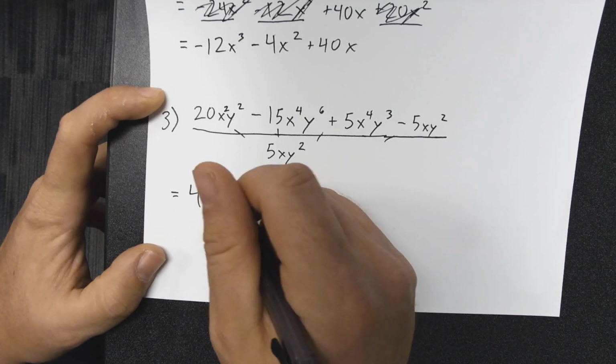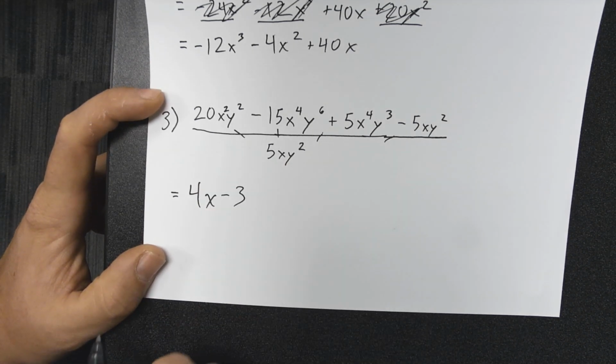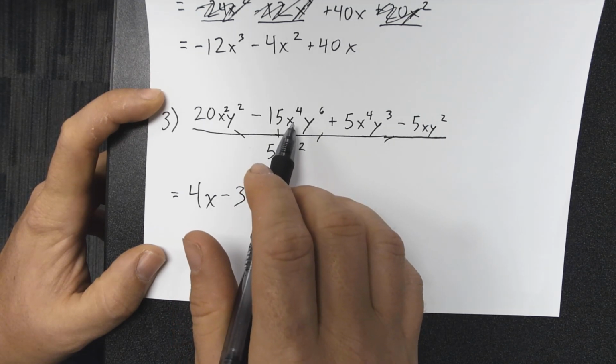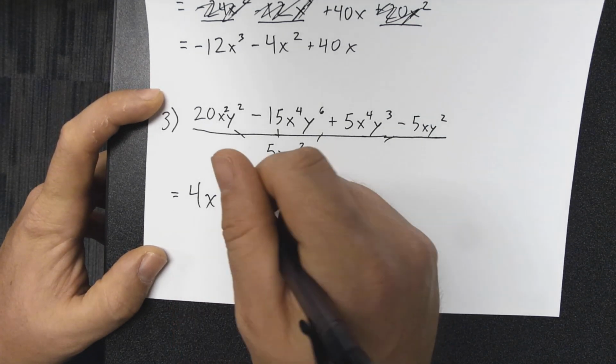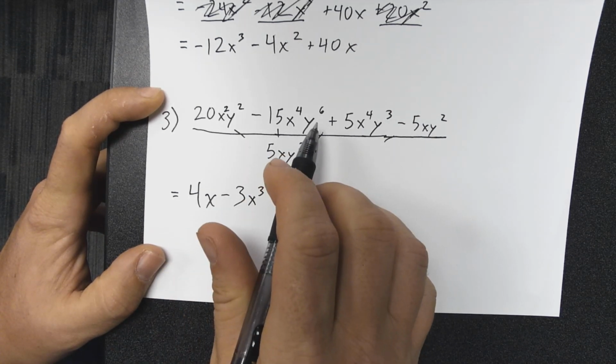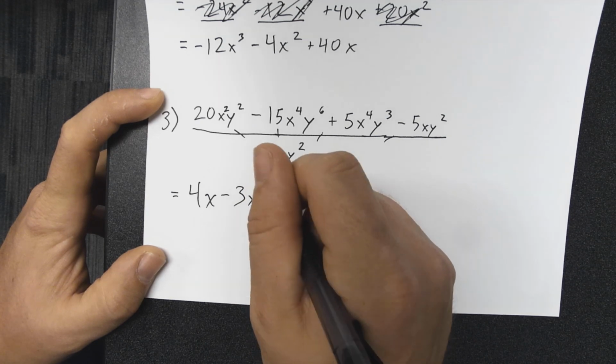15 divided by 5 would be 3. Bring the negative down. X to the 4th divided by x, subtract the power, so that's power of 4 minus power of 1, which would be power of 3. Then y to the 6th divided by y squared, subtract the power. 6 minus 2 would be y to the 4th.